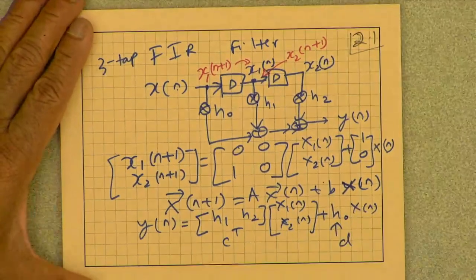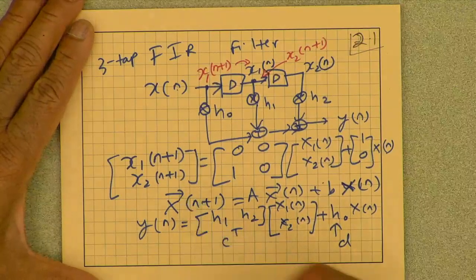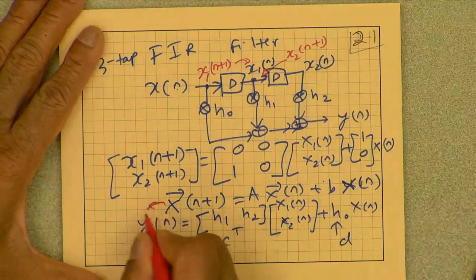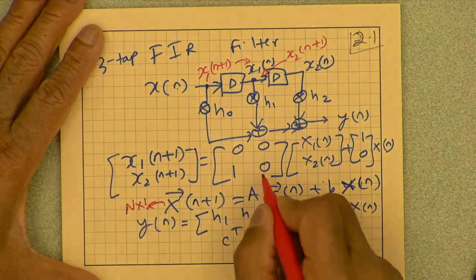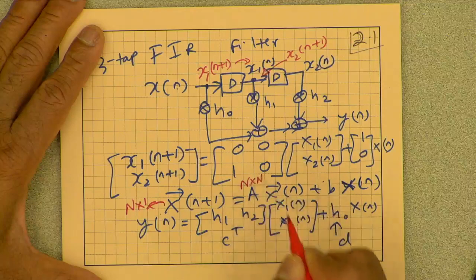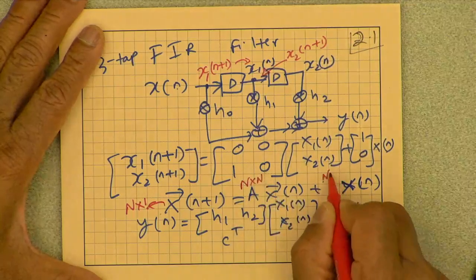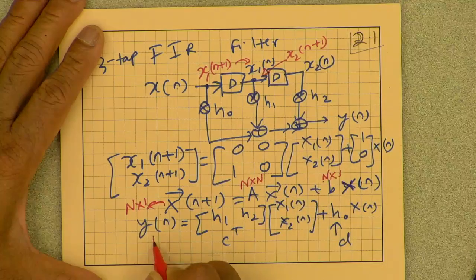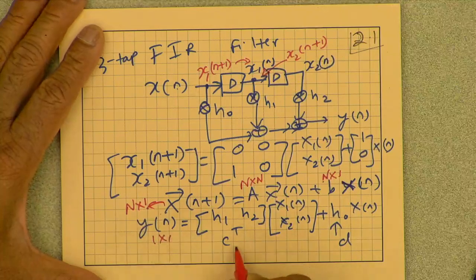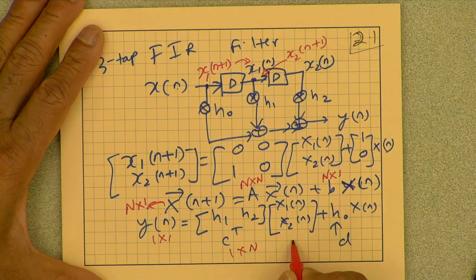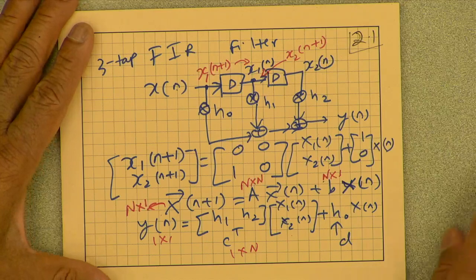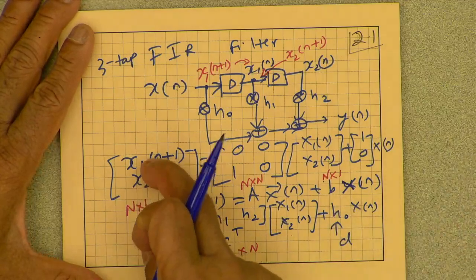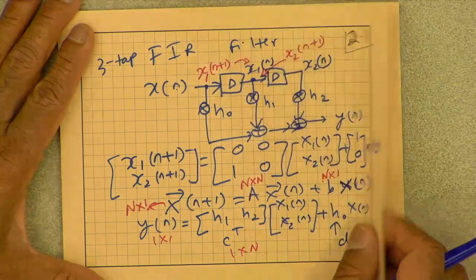So we now have a state space representation, x vector n plus 1. This can be an n-dimensional column vector of dimension n, and A will be n times n, and b will be n times 1. This will be a scalar quantity in this case, and C transpose is 1 times n, times n times 1, so this is a scalar and d is a scalar. So this is the state space representation of the FIR filter.